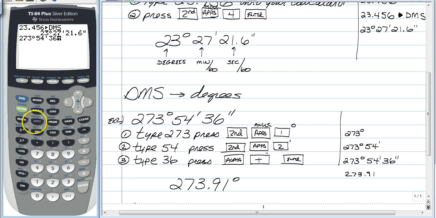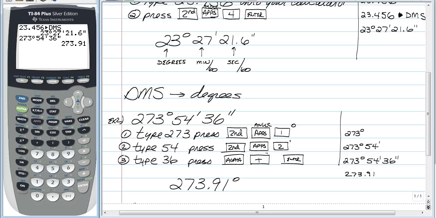And if you go to second angle, you're going to realize you don't have a seconds symbol. That's because it's not actually in there. It's actually your alpha plus. So what you would need to do is quit back out of there. And just remember your seconds is alpha plus. And there's your 36 seconds. Now all you have to do is click enter. And you'll see that you get 273.91 degrees.